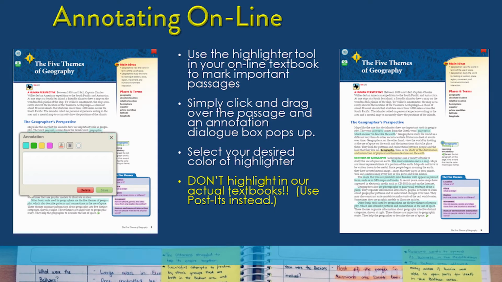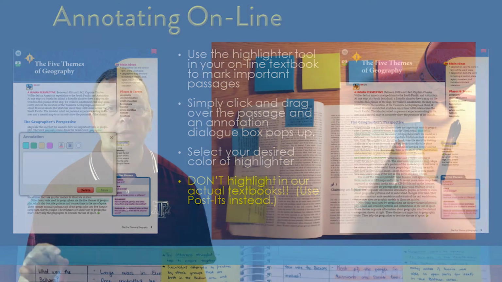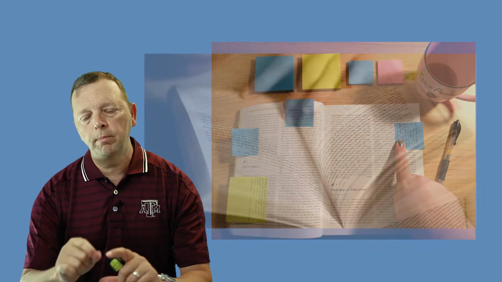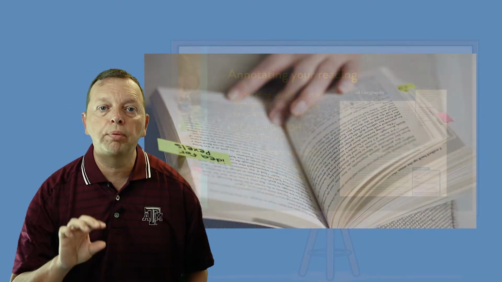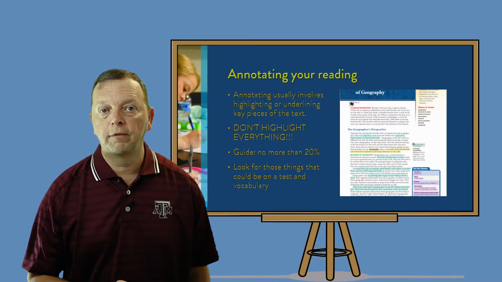So here's what you can do: you can take Post-it notes. Take different colors of Post-it notes, and when you see something that's important, take a Post-it note, make a little note about it, and put it by the place in the textbook where the information is.